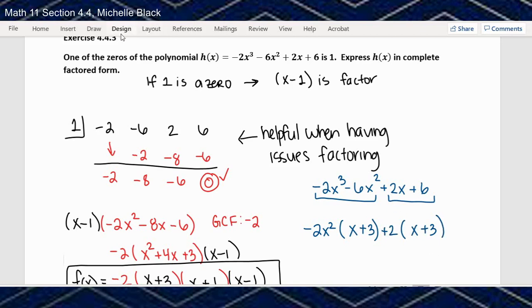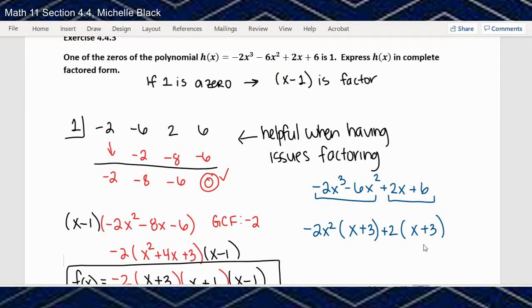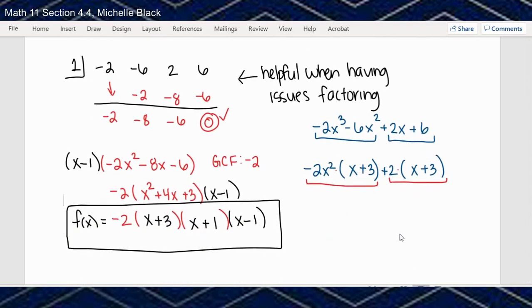Now, terms are separated by plus or minus signs. If things are being multiplied together, you can think of it as the same term. So since I have this negative 2x squared times this factor, I'm going to think of this as a term, and same idea here, this as a term. When I look at these terms, they have an x plus 3 in common. So I can factor out the x plus 3.